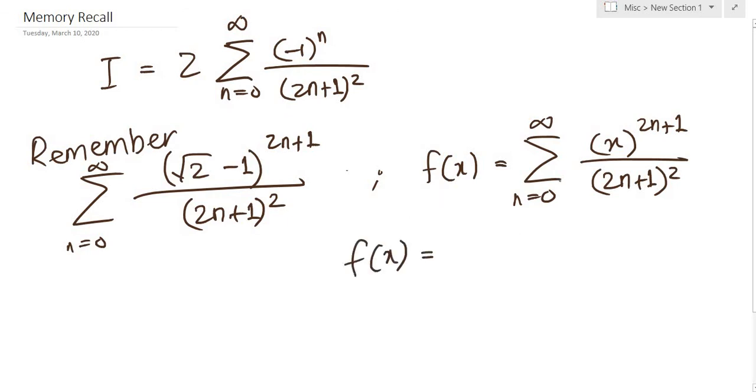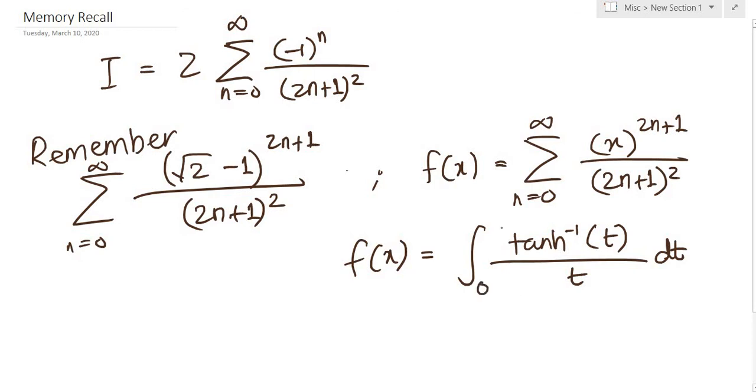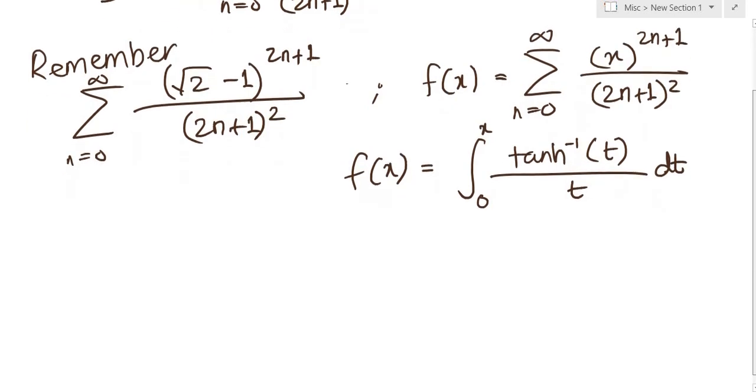We had defined f of x to be the definite integral of the inverse hyperbolic tangent of t over t dt. We can define that as a definite integral from 0 to whatever x value this function had. In our case it was the square root of 2 minus 1, but in a more general case, say x. That was essentially what our f of x was.